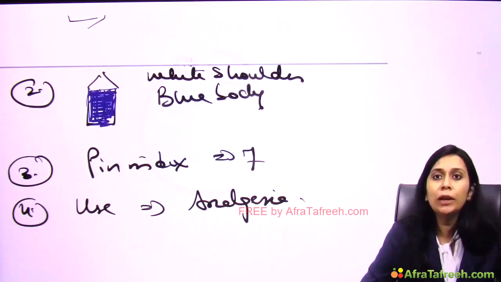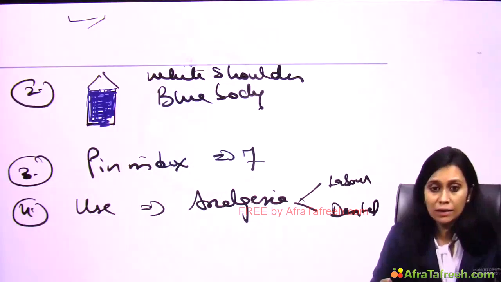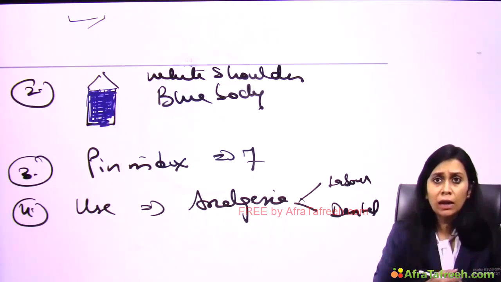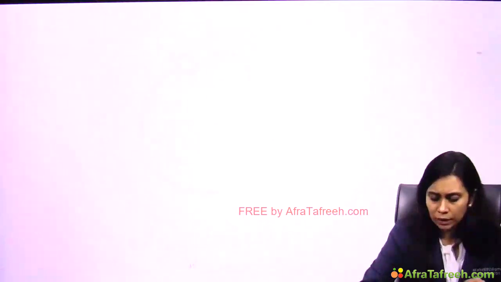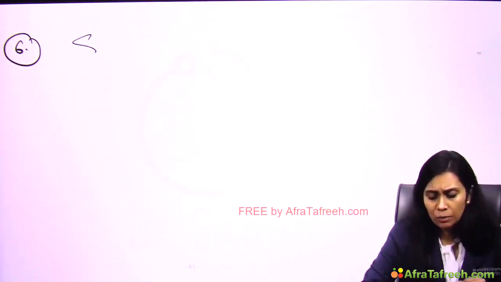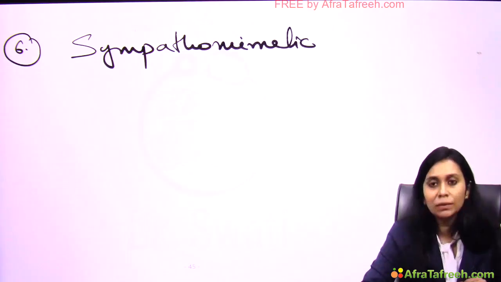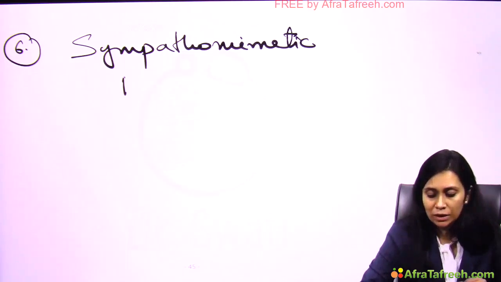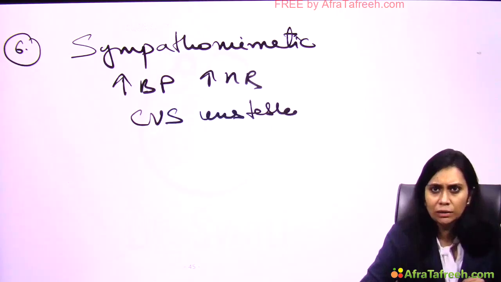First time it was used in the UK for labor analgesia. It's used for labor analgesia, it's used for dental analgesia, but it's an analgesic agent. It is not an anesthetic agent. Got it? So this is all about Entonox, and we have utilized the analgesic property of nitrous oxide in Entonox. Now coming to the 6th point. Guys, nitrous oxide is a sympathomimetic agent. We have written that when we were discussing the effect of nitrous oxide on EEG. It is sympathomimetic. So it will increase the blood pressure and it will increase the heart rate. Makes it cardiovascular unstable.